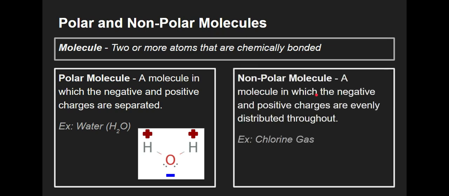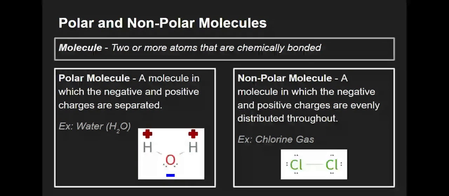In contrast, a nonpolar molecule is one in which the negative and positive charges are not separated. They're just evenly distributed throughout. An example would be chlorine gas. Here, the gray dots again represent valence electrons. The straight line represents two valence electrons, which are shared between the chlorine atoms. And because each chlorine atom equally pulls on the valence electrons, it cannot be polar. In other words, the positive and negative charges in the molecule are just going to be evenly distributed.